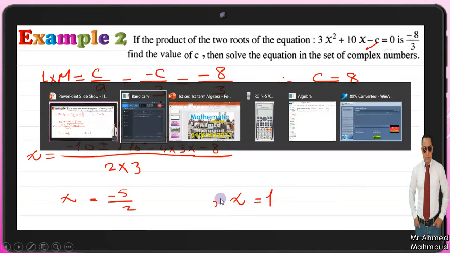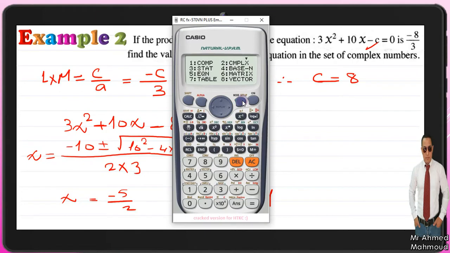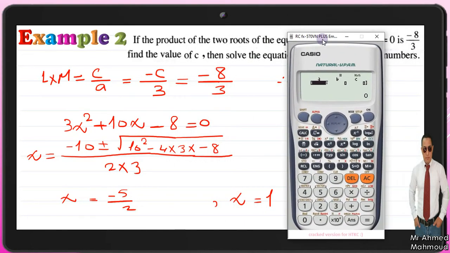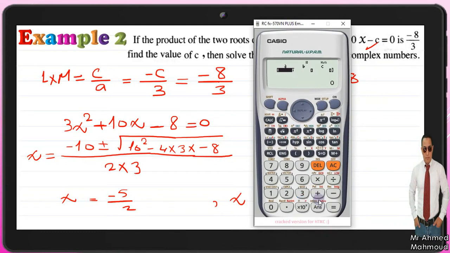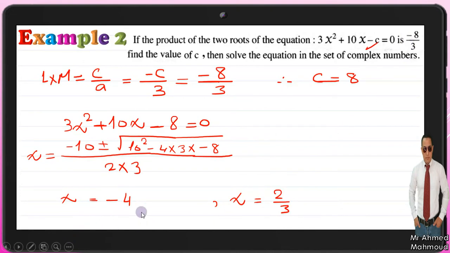Or you can use the calculator like this. Remember with me, mode 5 3. Okay, and here we enter the coefficients 3, 10 and negative 8. 3 equals, 10 equals, negative 8 equals. x1 equals 2 over 3 and x2 equals negative 4. So the solutions are negative 4 and 2 over 3. Finally, the solution set equals negative 4 and 2 over 3. Example 3.